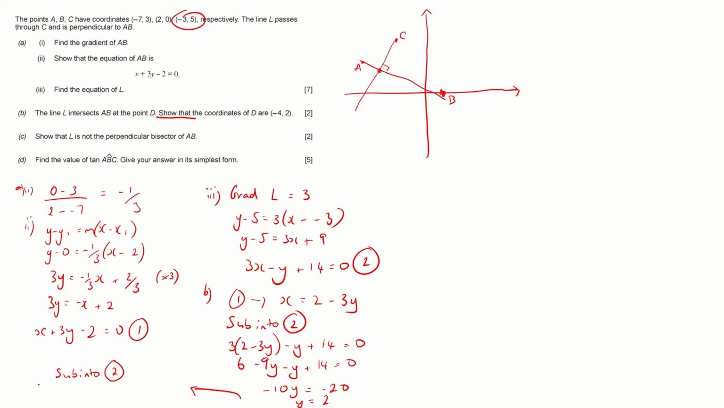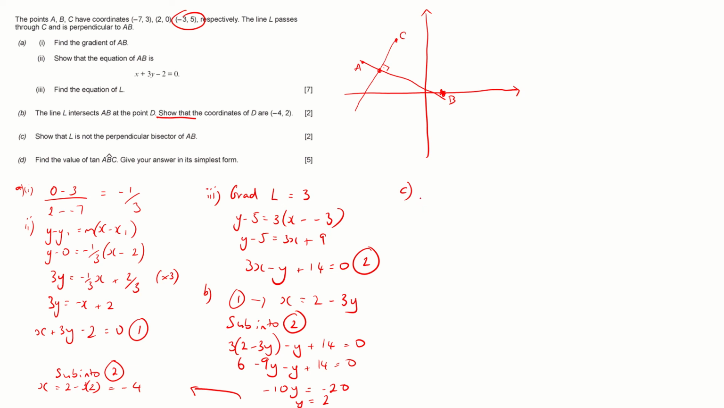Why not? And we get x equals 2 minus 3 times 2, which is, excuse me, minus 4, which is what it said in the question. Coordinates minus 4, 2.